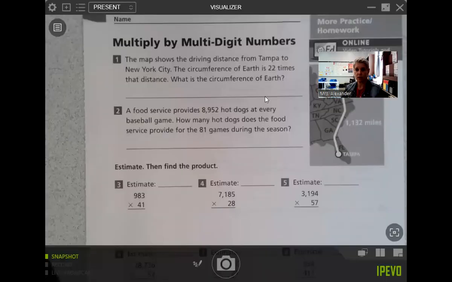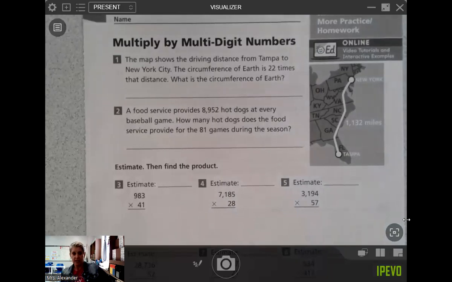Hey, everybody. We are going to get started today on our lesson for Module 1, Lesson 5. It is pages 9 and 10 of your homework and practice book. So if you have that out and ready, I'm going to get mine ready. Let me share the screen with you, and then you should be able to see my page that looks like yours.